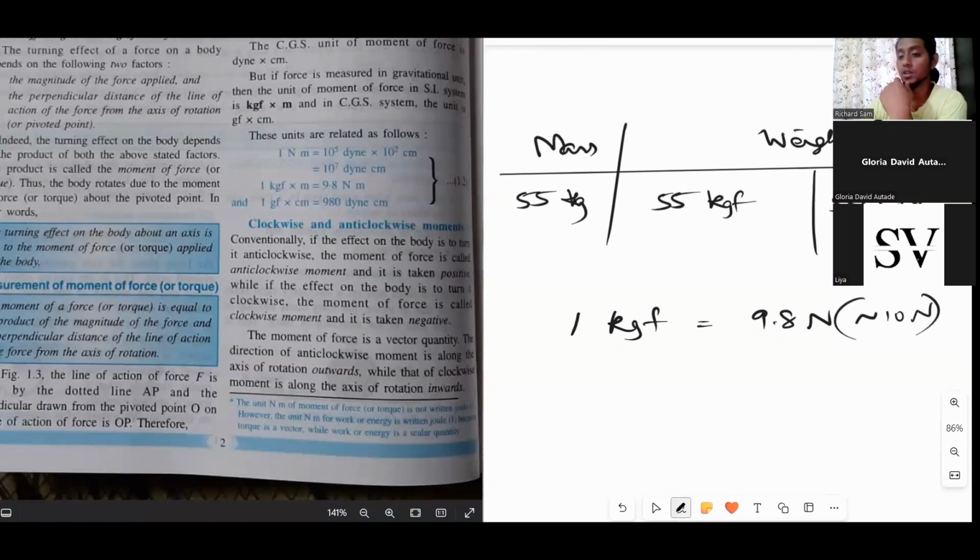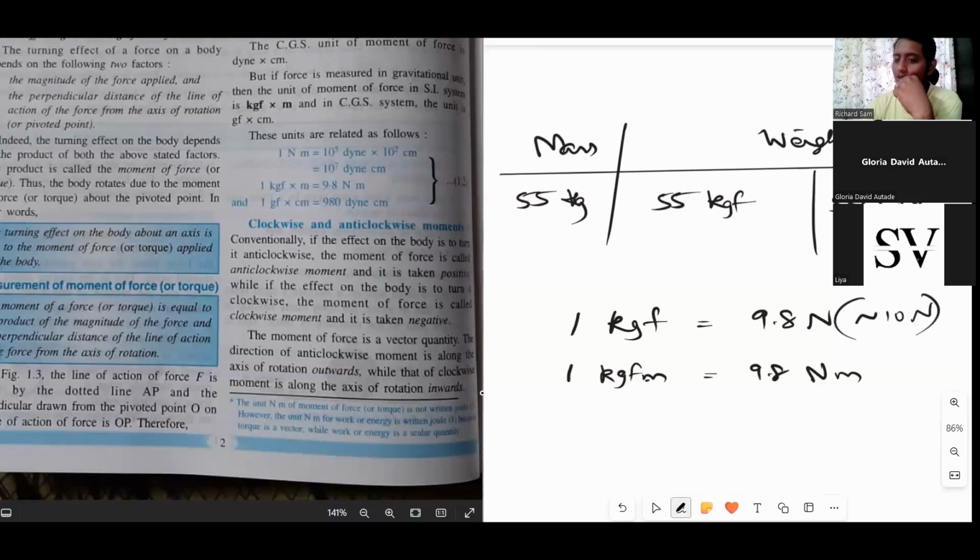Now we are talking about Newton meter as the unit of torque, right? So here I should use it. The unit will be kgf meter, correct? You're multiplying with meter, no? So Newton will be written as Newton meter for torque, and kgf will be written as kgf meter. So the conversion is the same as this. 1 kgf meter would be 9.8 Newton meter.